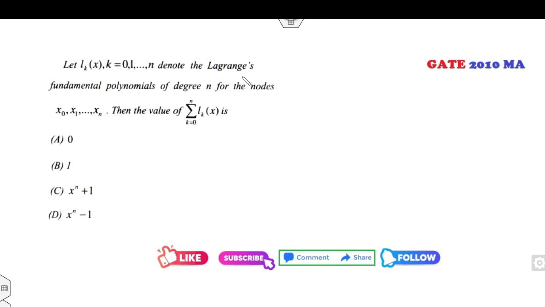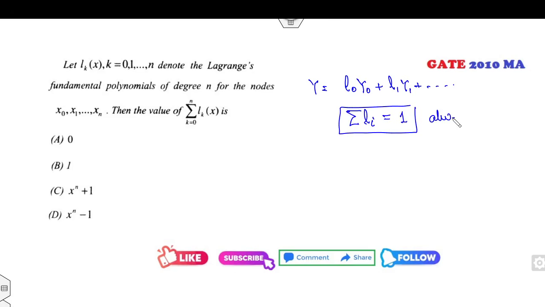Let L_k be the Lagrange polynomials. Okay, we all know, once you know the Lagrange interpolation, you have written it this way. Then what will be the value of the sum of the alpha i? It is always 1. It is always 1. Fine. So the answer is B, my right answer.